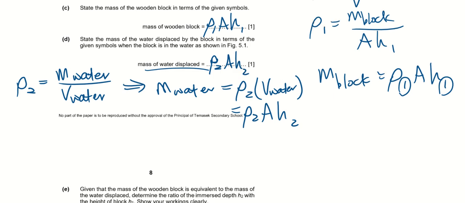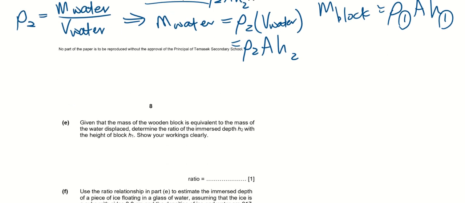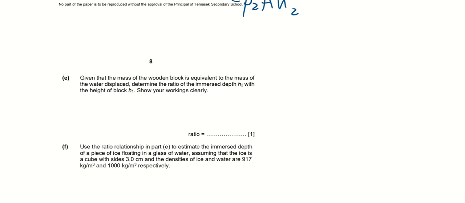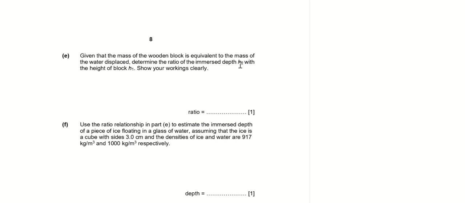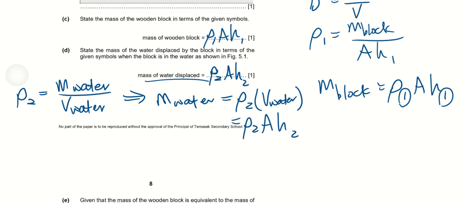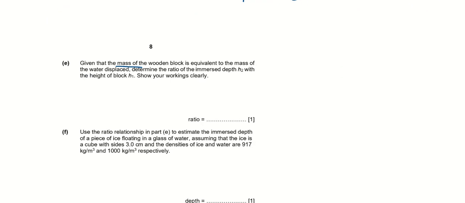Take note to write the number 2. Okay. So given that the mass of the wooden block is equivalent to the mass of the water displaced, determine the ratio of the immersed mass H2 with the height of block H1. Show your working clearly. So the mass is equivalent. That means I need to take my C and D and equate them, right? So I will have rho 1 A H1 equals rho 2 A H2.